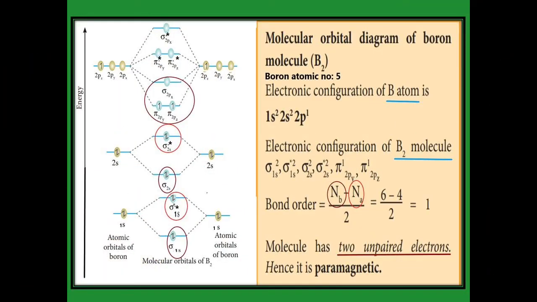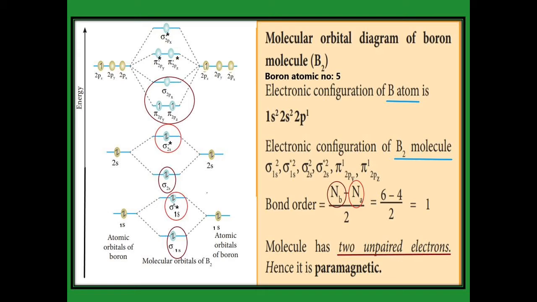Boron atomic number 5, electronic configuration at the atomic level is 1s2, 2s2, 2p1. First of all, the 1s of one boron atom and the 1s of another boron atom combine with each other to form the molecular orbitals. Between the 1s orbitals we write sigma 1s and sigma star 1s. Sigma 1s contains 2 electrons.